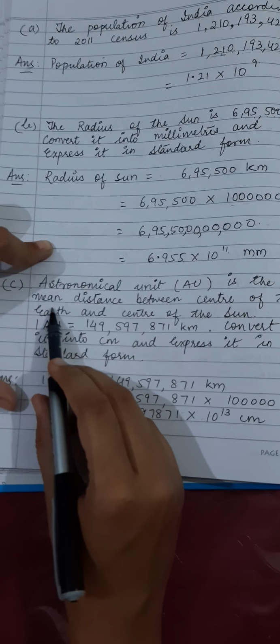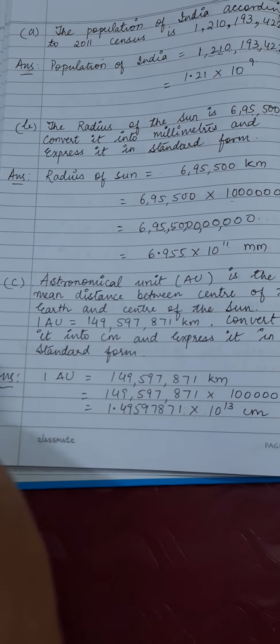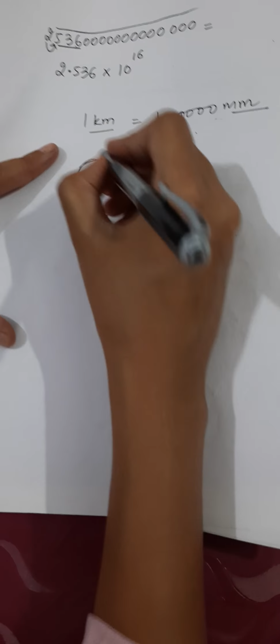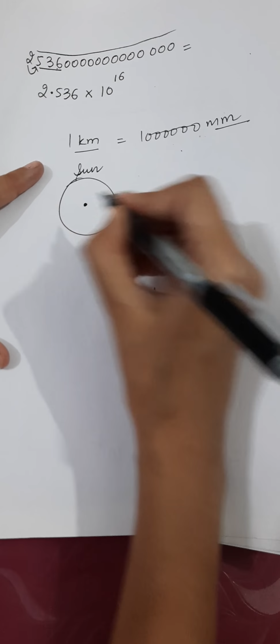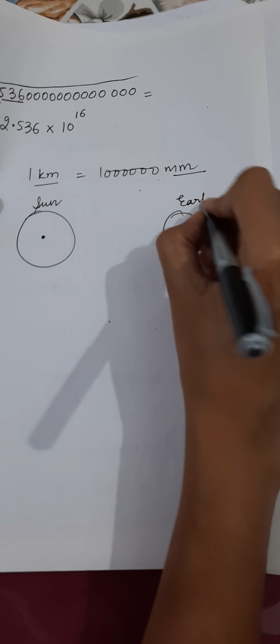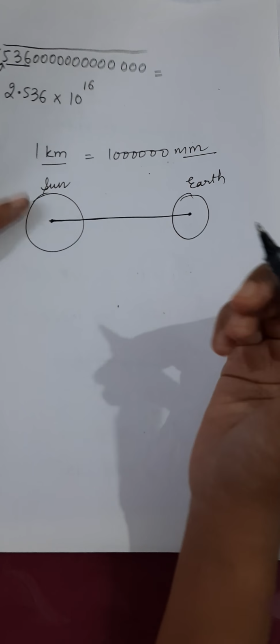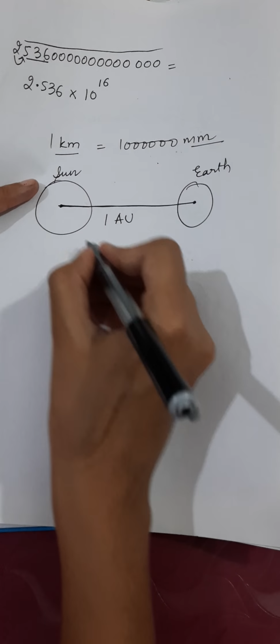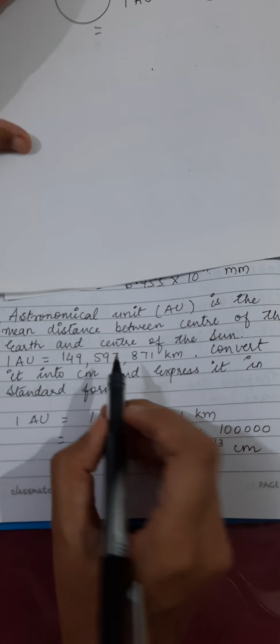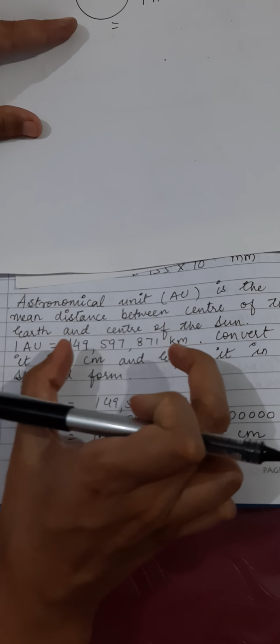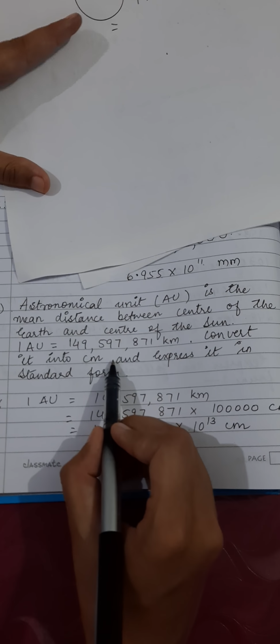Astronomical unit is the mean distance between the center of the earth and the center of the sun. Now they are saying what is an astronomical unit. For example, this is the sun. This is the center and this is earth and this is the center. Now the distance between these two is 1 astronomical unit. Now the actual value of this astronomical unit is 149,597,871 kilometers. Now this much is the distance between the center of the sun and the center of the earth. The question is you have to convert this into centimeters.